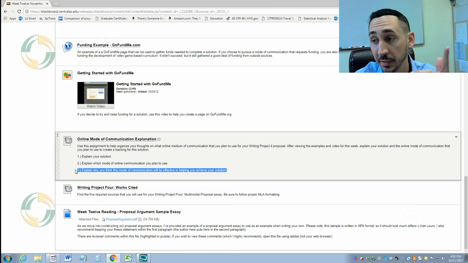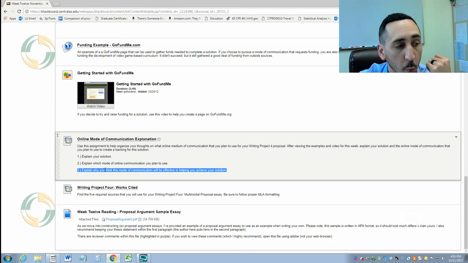But then number 3, this is where it gets a little lengthy. Well, this is where most of the length is going to be. Probably your solution might be a little long. But anyways, number 3, explain why you think this mode of communication is going to be effective in helping you achieve your solution. Because remember, you need to choose an online modality that's going to support your solution.